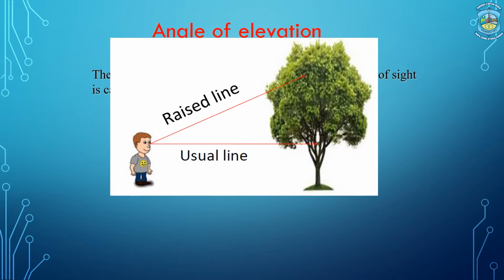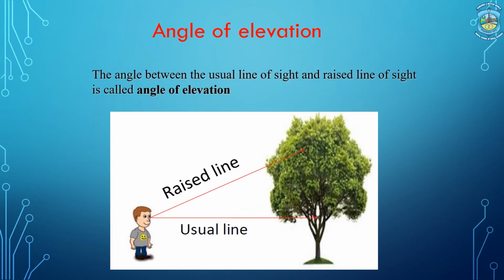The next very important term to solve height and distance questions is angle of elevation. The angle between the usual line of sight and the raised line of sight is called the angle of elevation. To understand angle of elevation, I'll take one situation. Let us consider a situation where a person is standing on the ground and he is looking at an object which is at some height, say the top of a building.